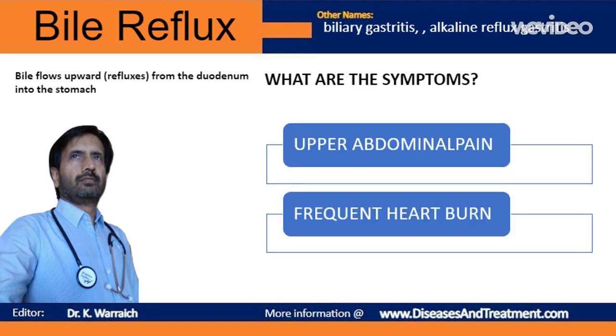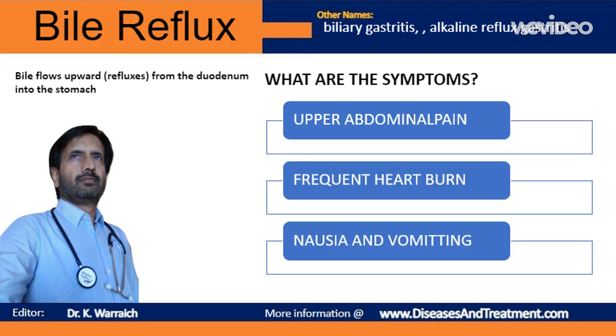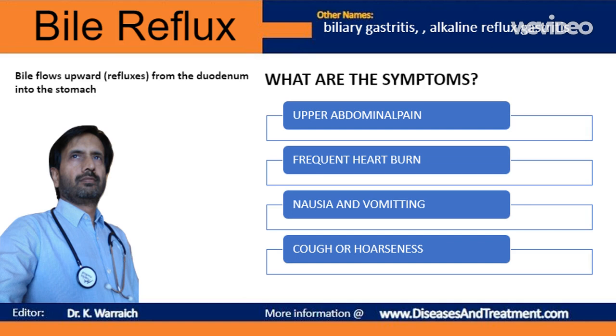Then the other important symptom is frequent heartburn, which is a burning in the chest, and this is also due to the location of the esophagus. Nausea and vomiting is another symptom. Cough or hoarseness, and hoarseness means inflammation in the larynx, which is our voice box, which means that the acid has traveled back towards the voice box, where it has caused irritation.